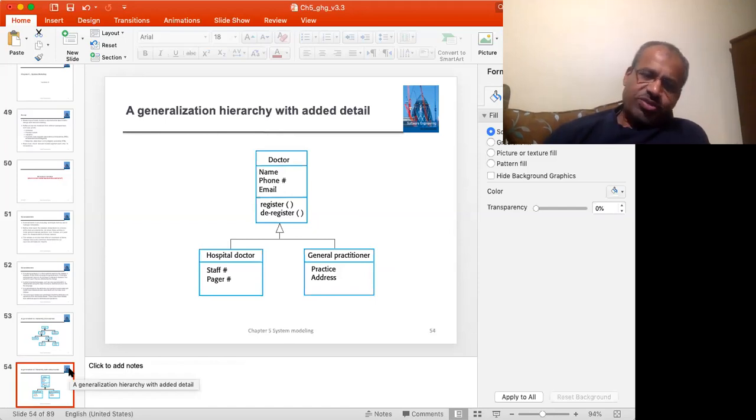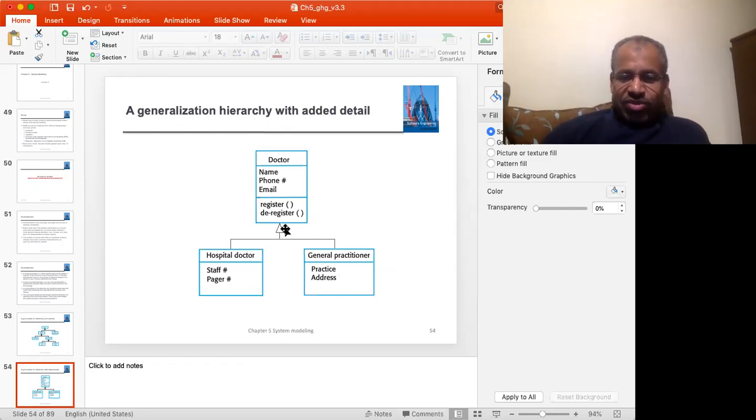Now we add a bit more detail, and inch a bit closer to design, by adding attributes or variables to each class type, and we add operations as well. You notice here at the subclass level, you don't have to repeat the common attributes because they're already in the higher level, the superclass. So each of these subclasses, hospital doctor and general practitioner, will inherit the common attributes at the top given to doctor, like name, phone, and email, as well as the operations. So they inherit everything.